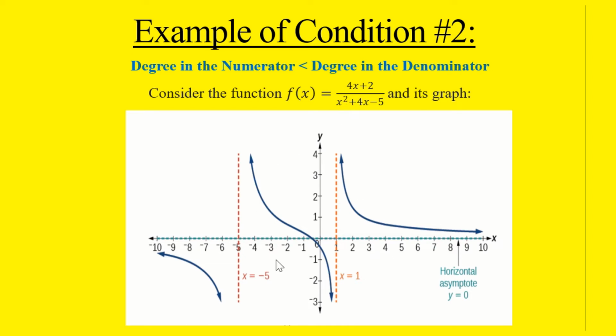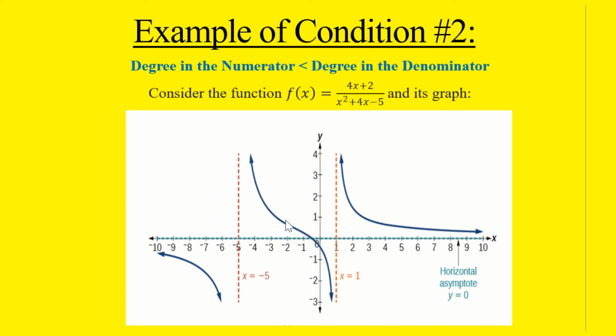If we take a look at the graph of that function, then we can indeed see that we have this dotted green line going across the x-axis. And therefore, that is where the horizontal asymptote occurs, at y equals 0. You will notice that on the far right and the far left, the graph will never cross that horizontal asymptote.